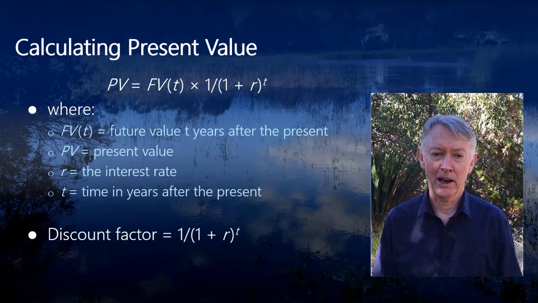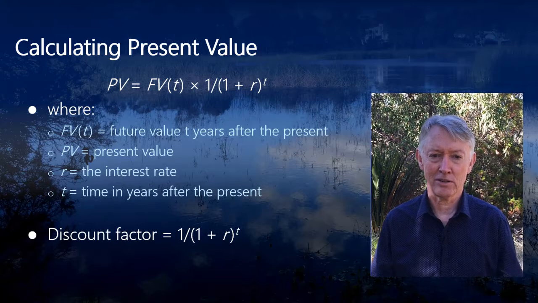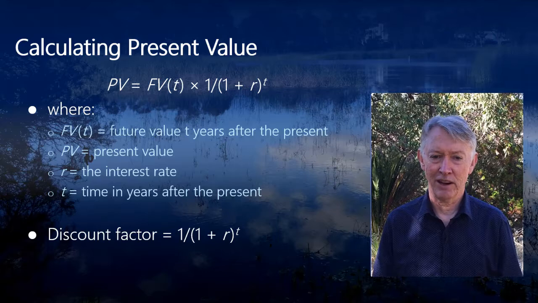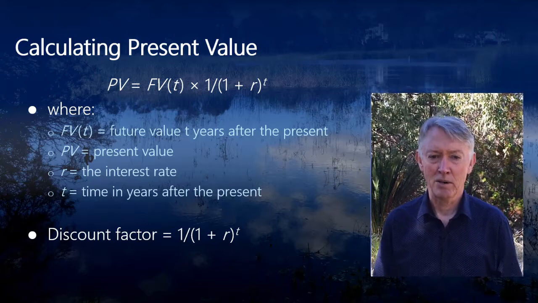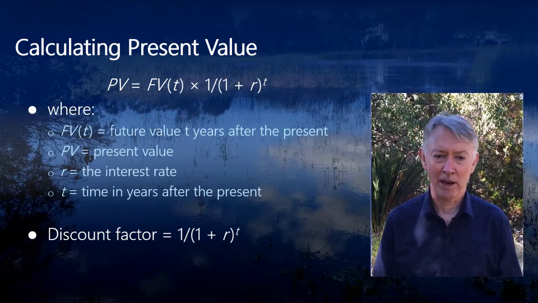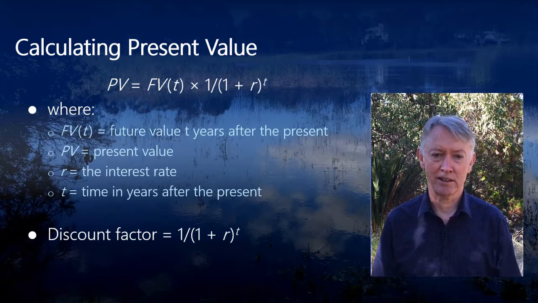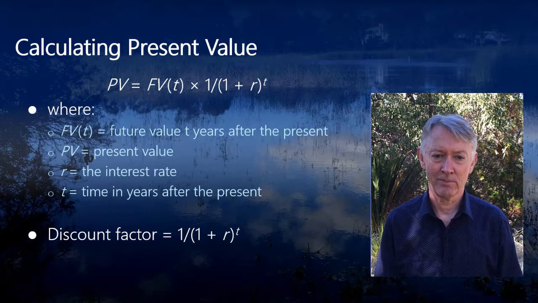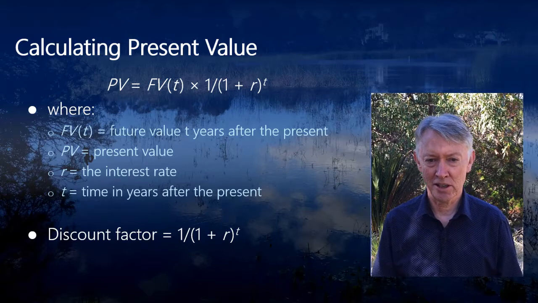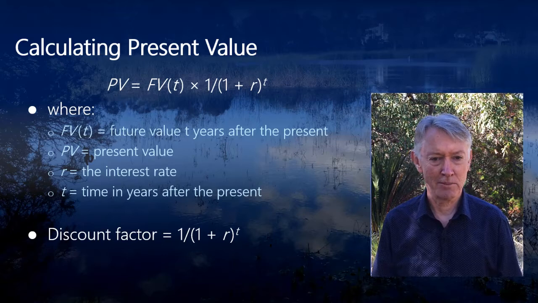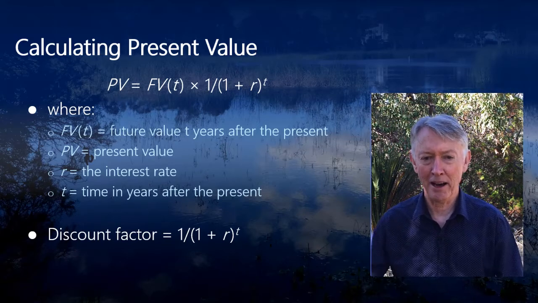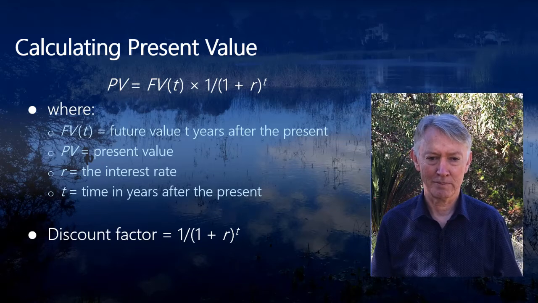Out of this formula, let's grab one bit of it, that bit on the end, because that's got a particular name, that's the discount factor. This 1 over, in brackets, 1 plus R to the power of T is the discount factor. Because this is the thing that we're going to multiply future costs and benefits by to bring it back to a present value. Because R is bigger than 0, 1 plus R is bigger than 1, and so 1 divided by 1 plus R to any power is going to be less than 1.